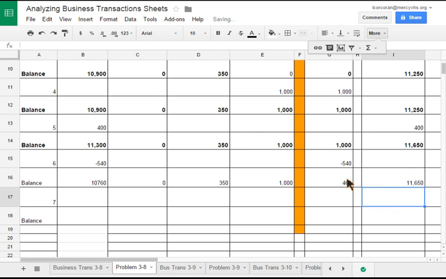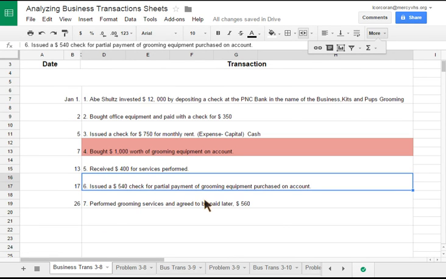When I add these up, both sides should be equal. And I just want you to think about which number both of those sides should be equal to. So if you added 10,760 plus 350 plus 1,000, you should have 12,110. And then if you added 460 plus 11,650, we have the 12,110. So both sides are equal to the same amount. I have a balanced equation.